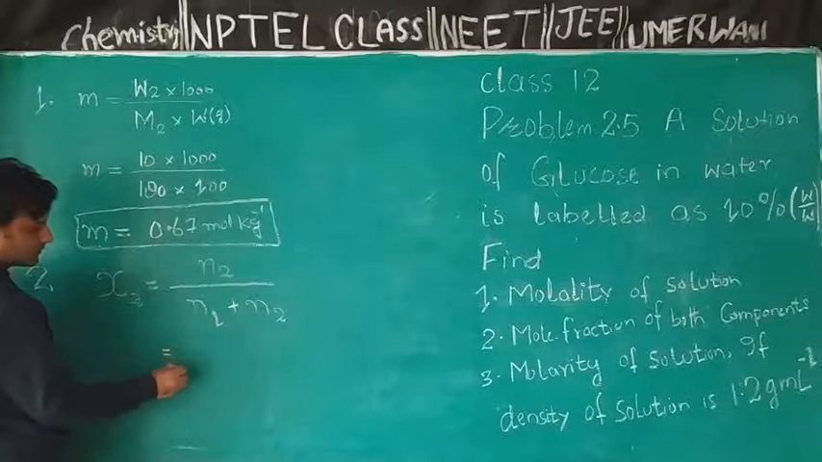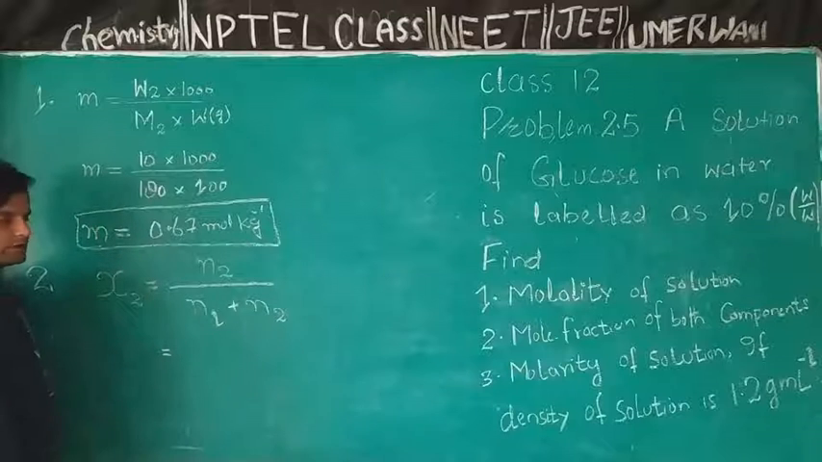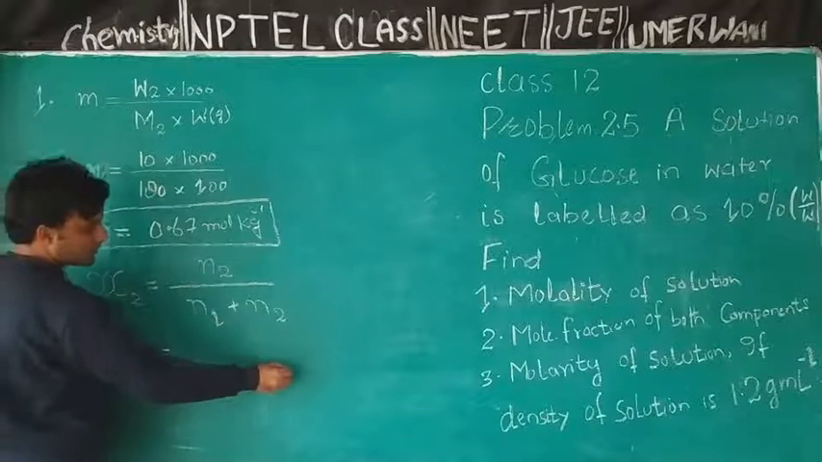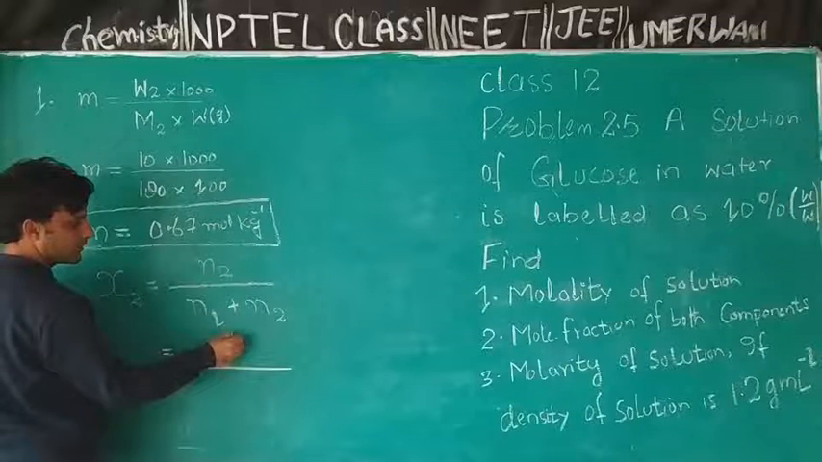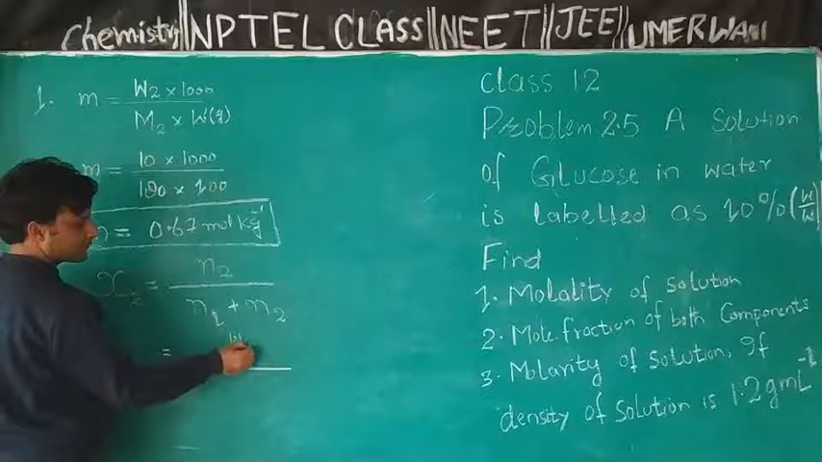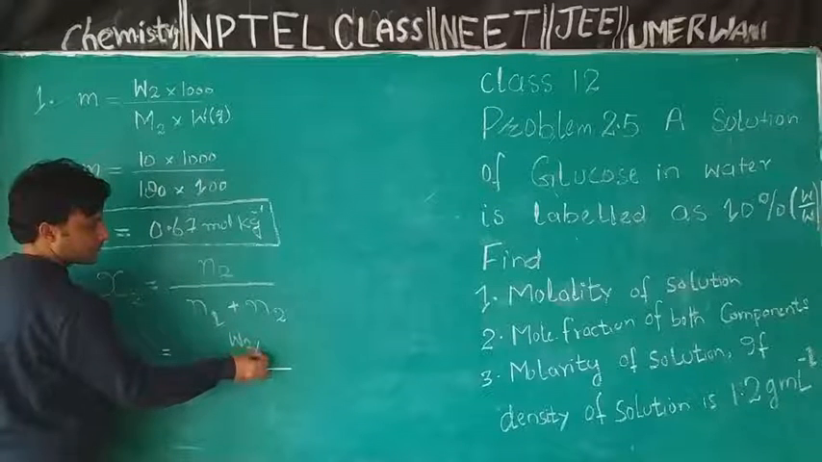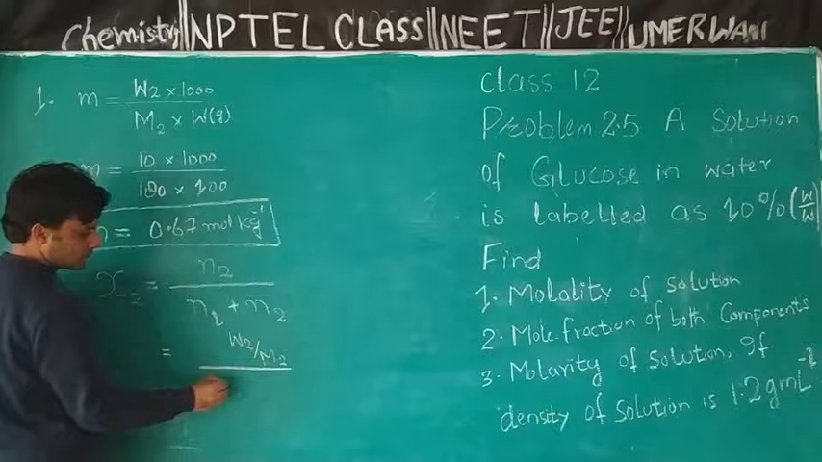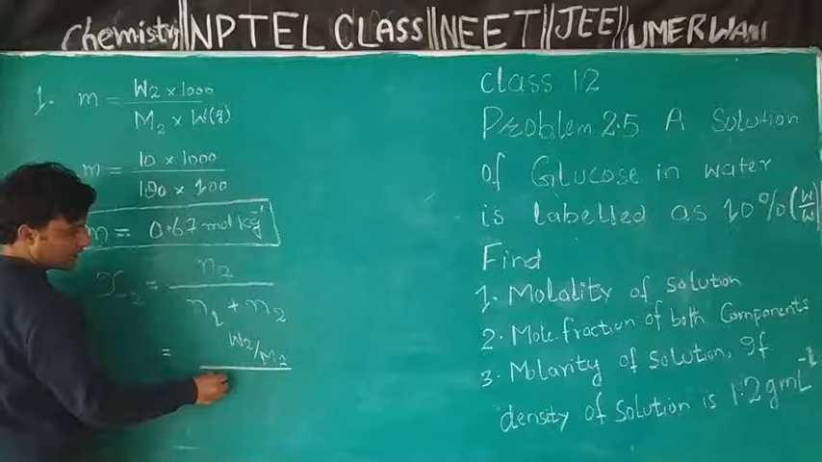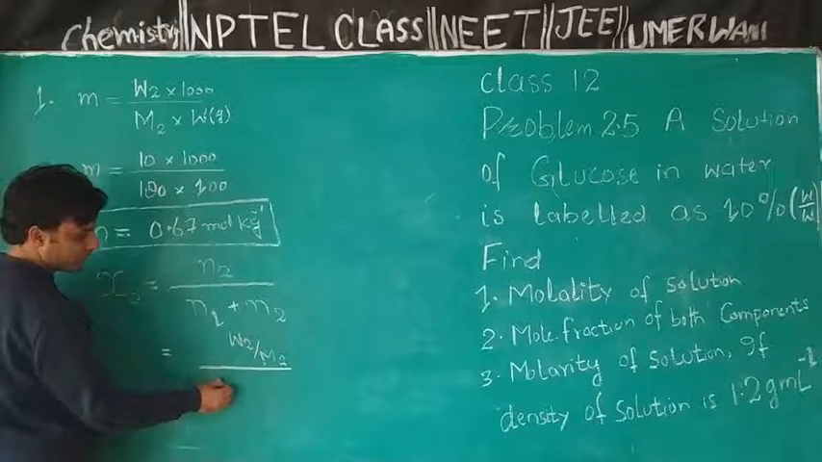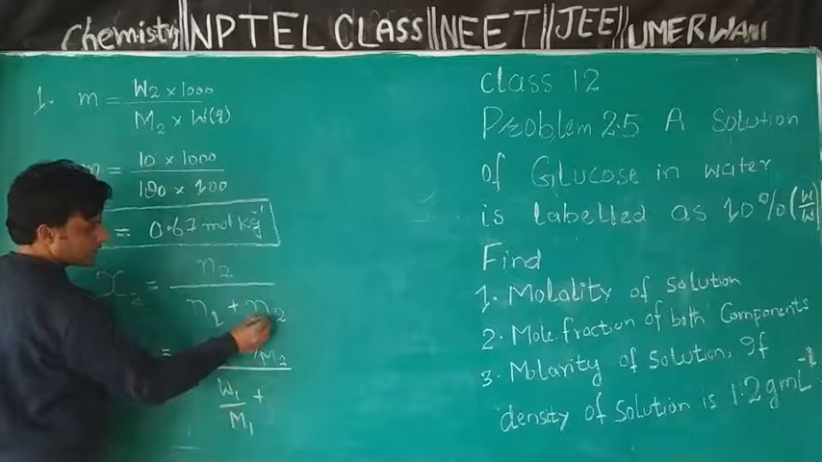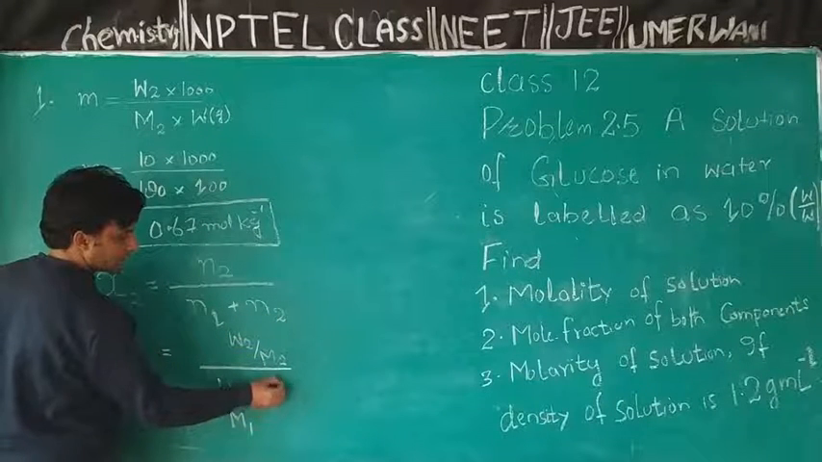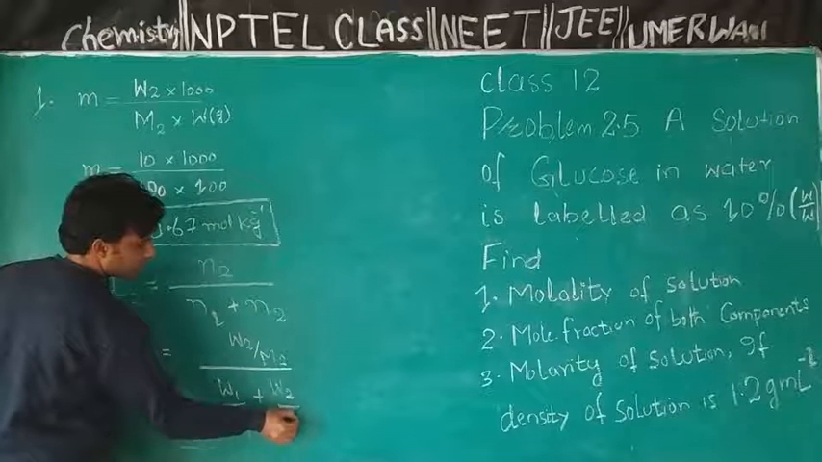Now I will express number of moles in terms of available mass and molar mass. I know number of moles is the ratio of given mass of solute W2 and molar mass of solute M2. Similarly, for N1, I will express N1 in terms of given mass and molar mass: W1 divided by M1, plus number of moles of solute again, W2 divided by M2.